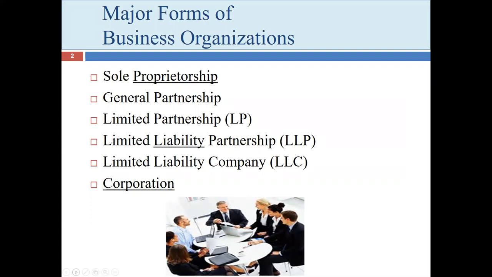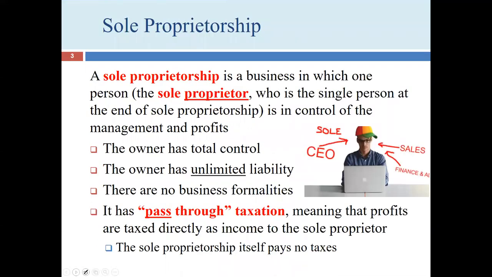The six are, as listed here, sole proprietorship. Then we have three types of partnership that we'll talk about. So we're kind of grouping these three together. Then we'll talk about limited liability companies, and also we'll talk about a corporation. We'll actually talk about two types of corporation here. So let's get started. We're going to focus on that first one, that sole proprietorship.